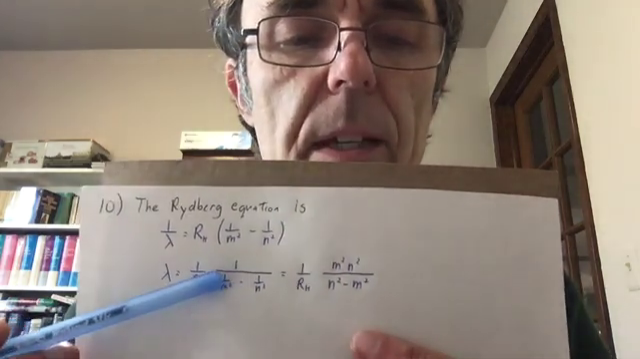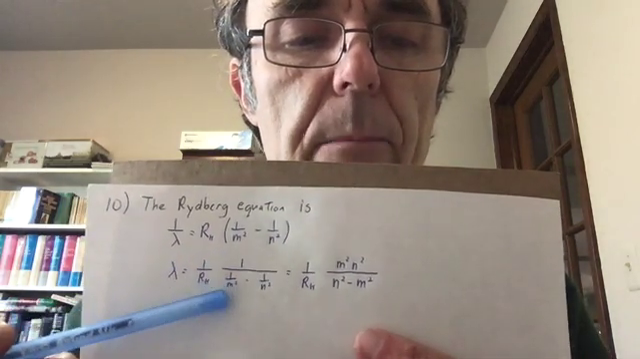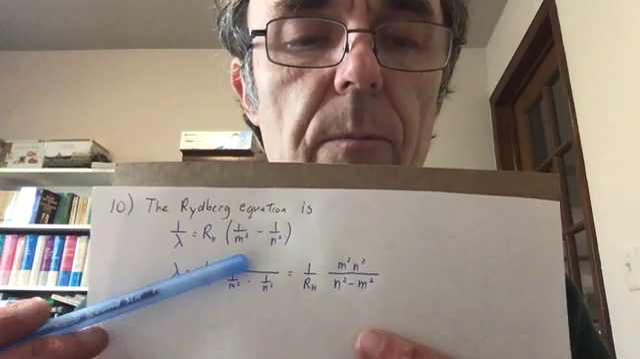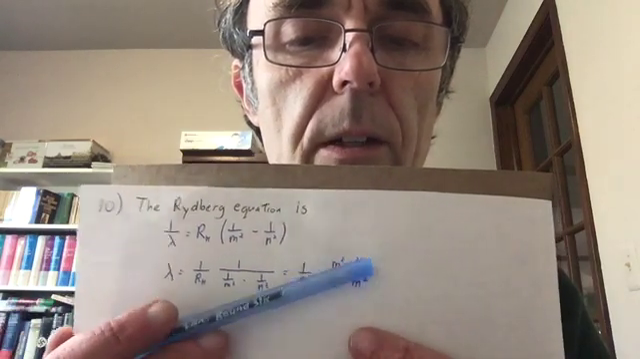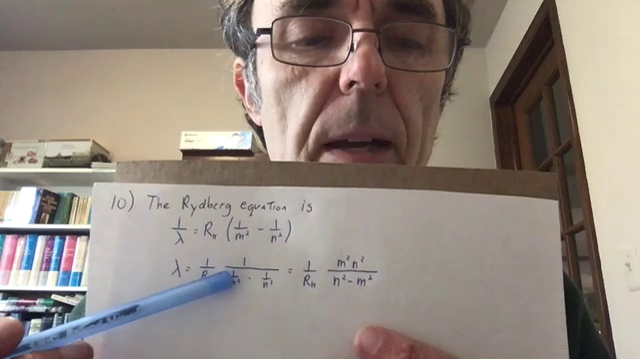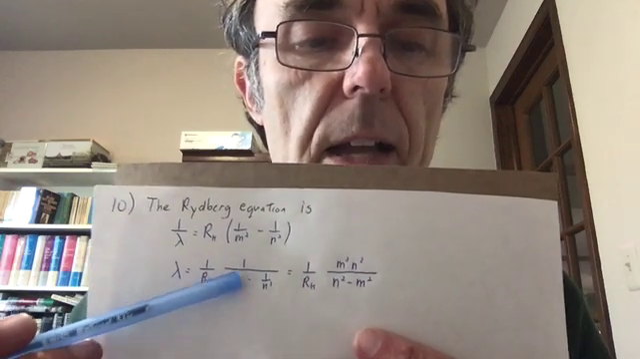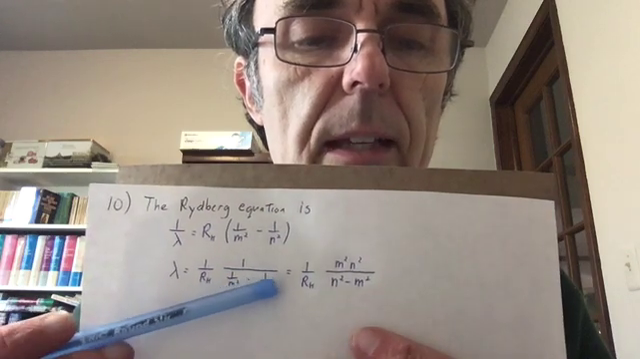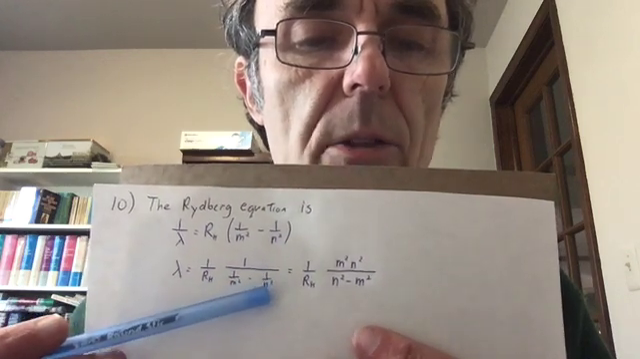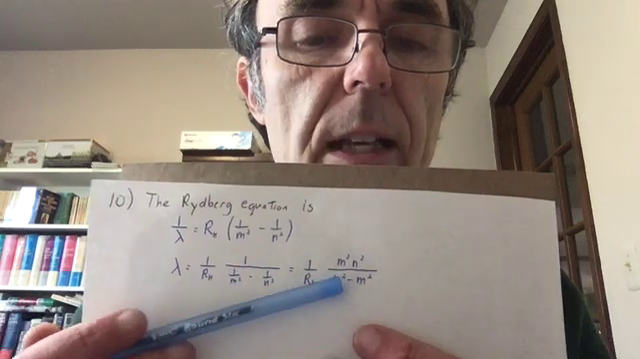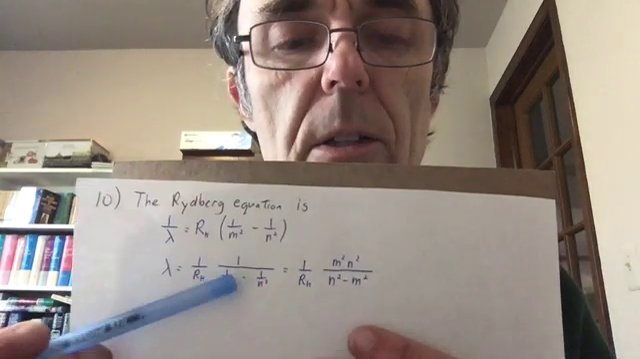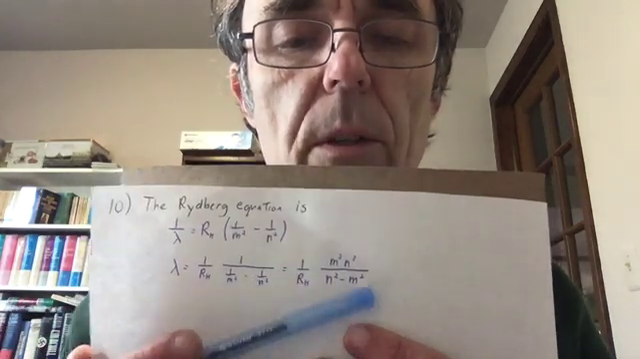Now the next step is to multiply top and bottom by m squared n squared. So there you get your m squared n squared here. On the bottom, when you multiply by m squared n squared, the m squared will cancel this m squared, and you'll just get n squared. And in this case, the n squared will cancel that n squared, and you get minus m squared, and you get n squared minus m squared. So this is equivalent to the Rydberg equation.